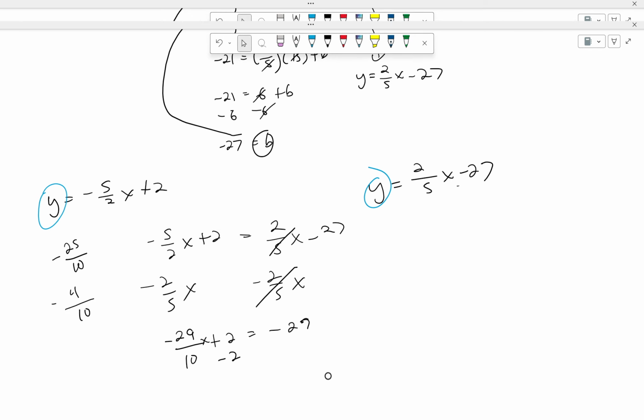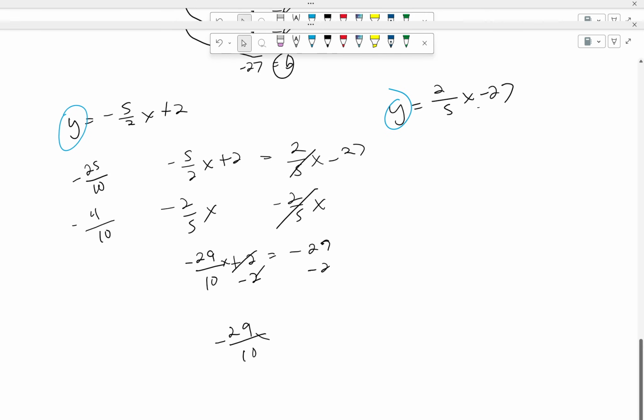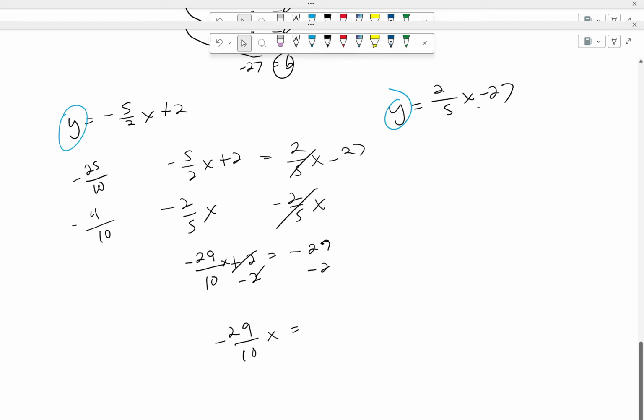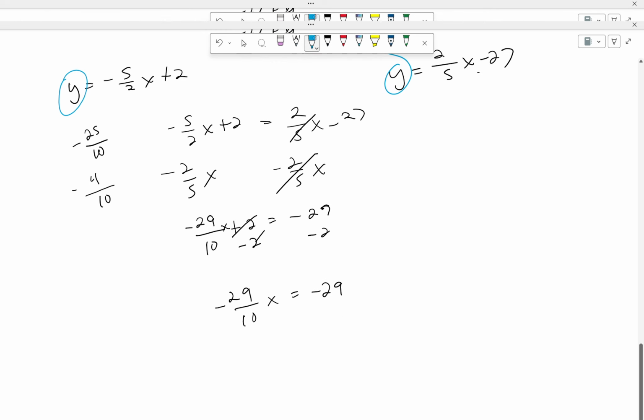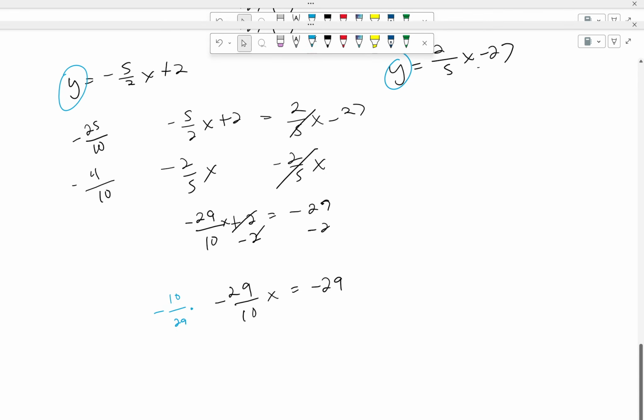Now this is going to work out for us. Watch this. I'm going to wind up with negative 29 over 10 x. And right when we were feeling a little lost, look at what happens. We have negative 27 minus 2, which is negative 29. And if you don't see it yet, you should see it on this next step. When I multiply by negative 10 over 29 on both sides, watch what's going to factor out.